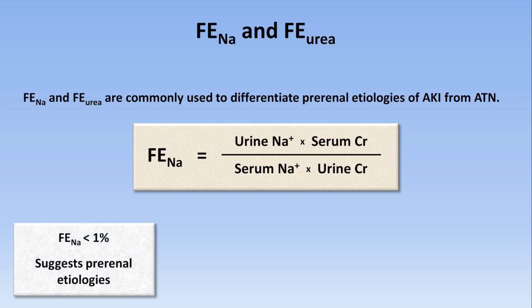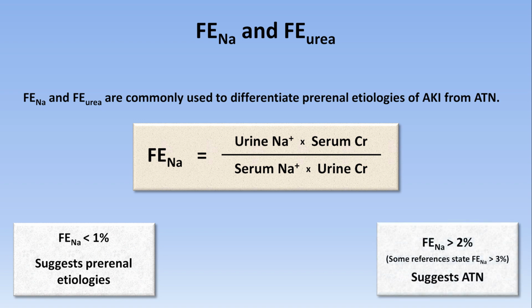A FENa less than 1% or less than 0.01 suggests PreRINO etiologies, while a FENa above 2% or 0.02 suggests ATN, and values between 1 and 2% are compatible with either.